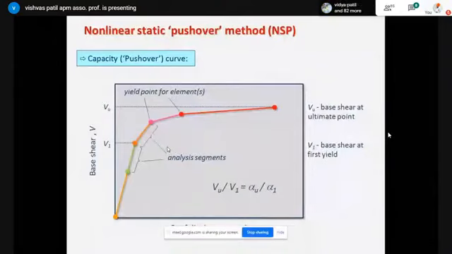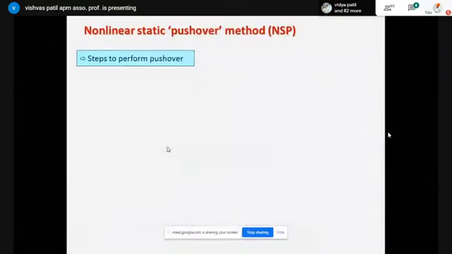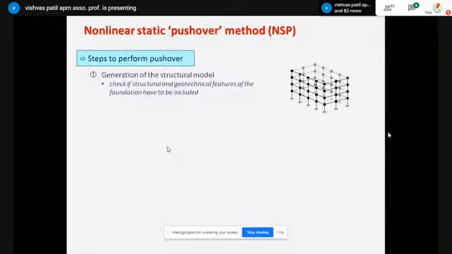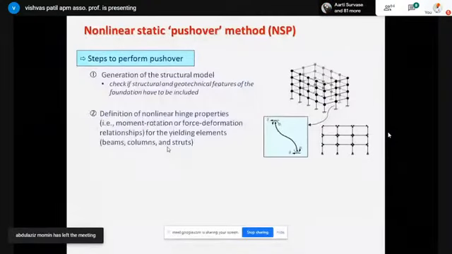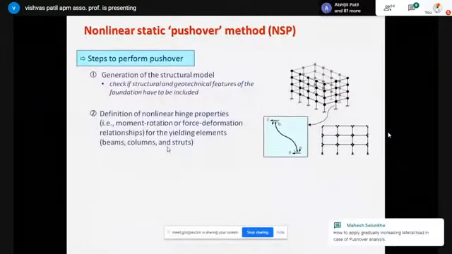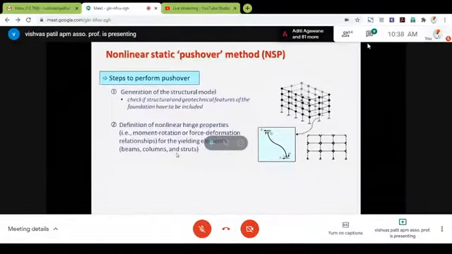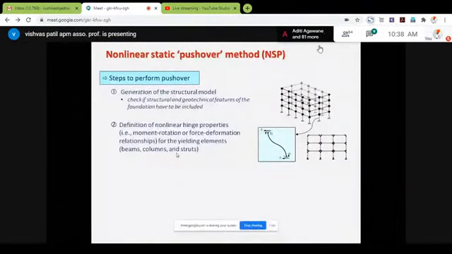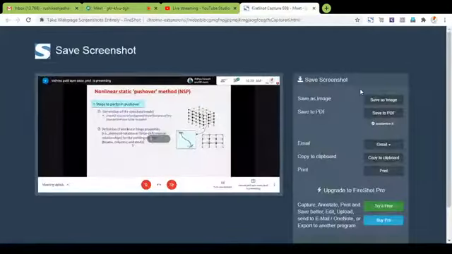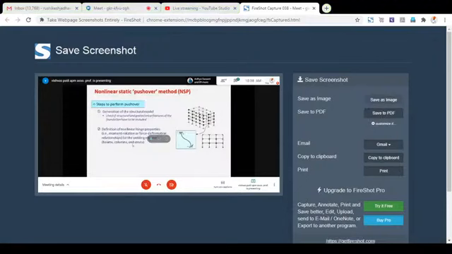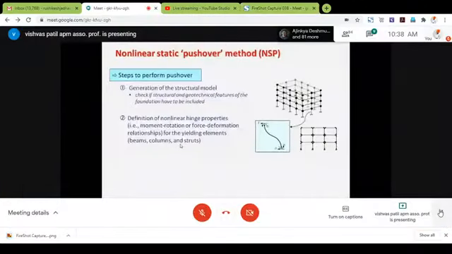Now, what are the different steps to perform a pushover? First of all, create a model. As usual, create a model and apply the load, whatever the different loads are. After applying the load, define the non-linearity for the different elements. Assign hinges. If distributed plasticity is there, then define that particular non-linearity. To each and every primary component, the load carrying and lateral load resisting elements, apply the non-linearity.